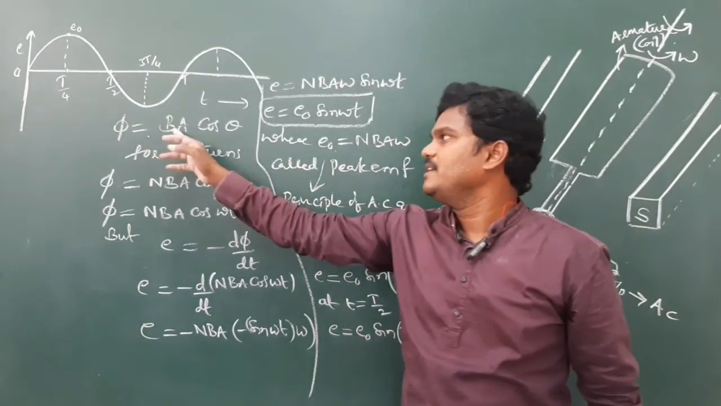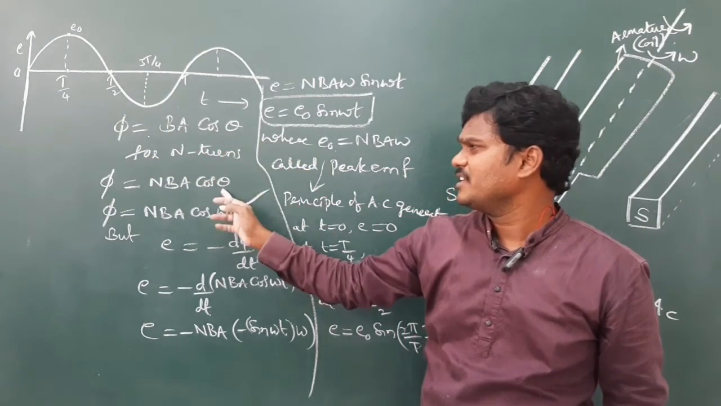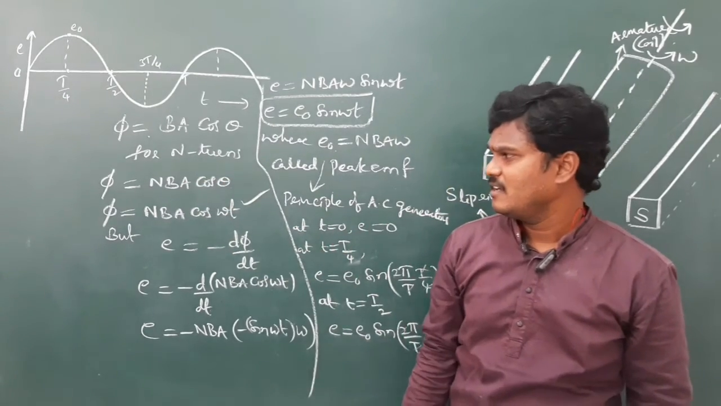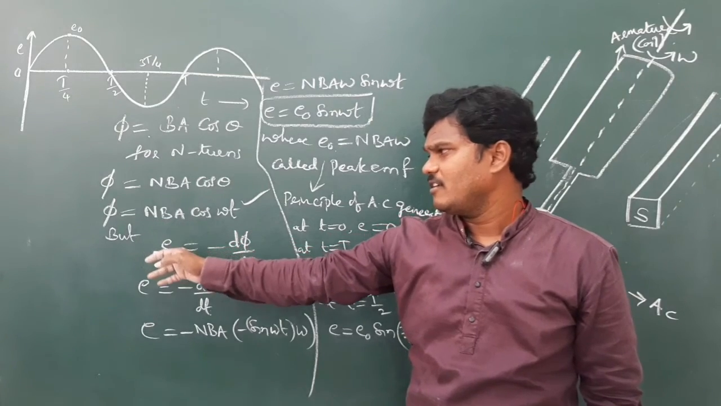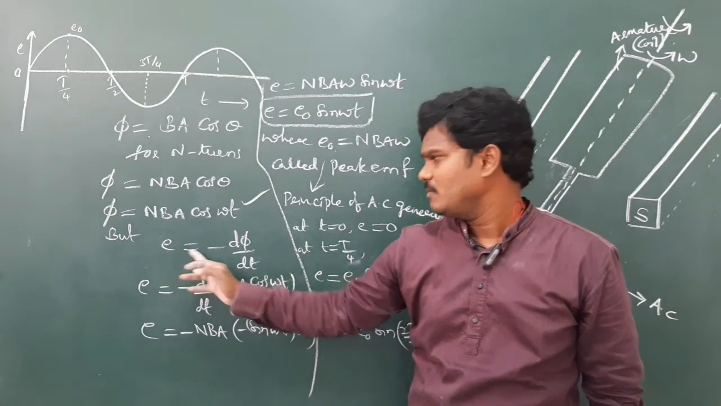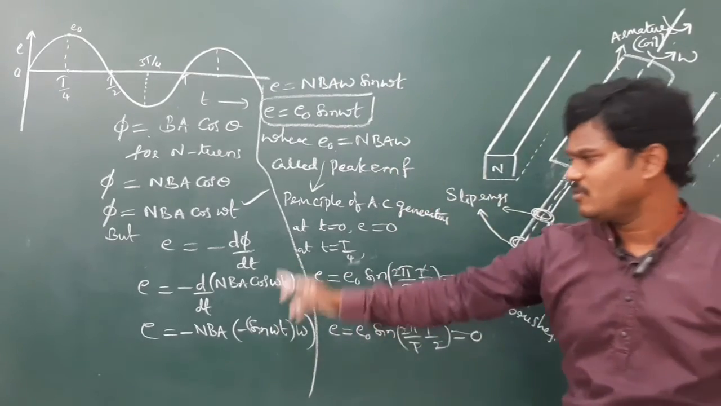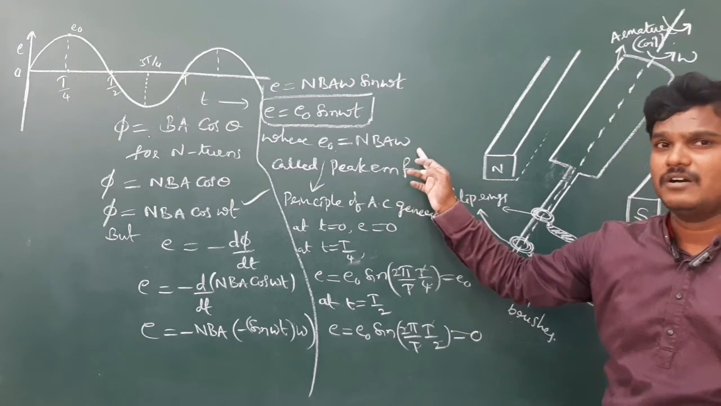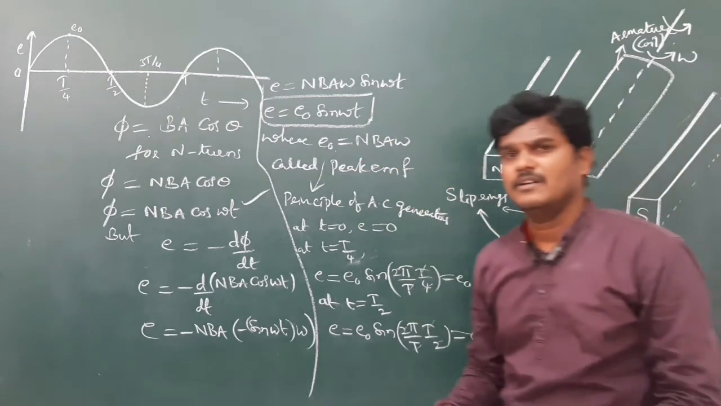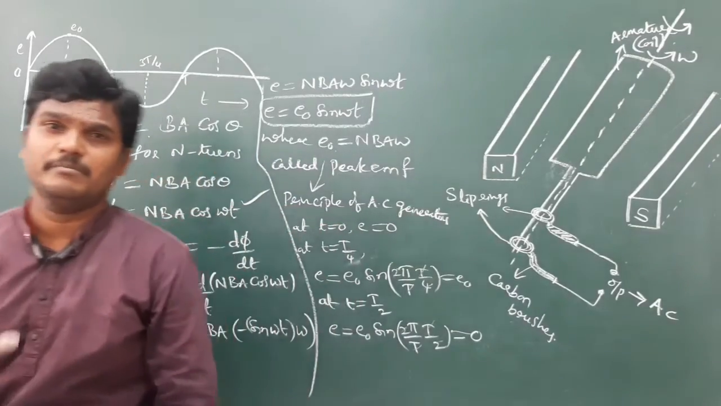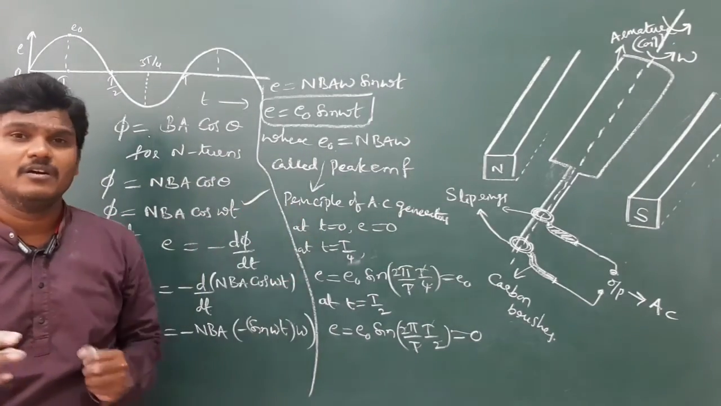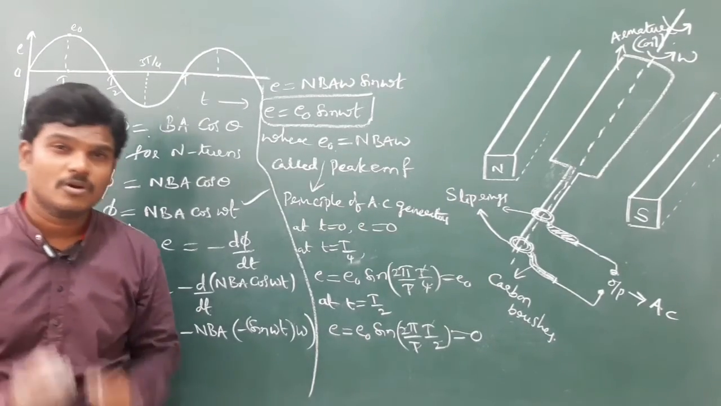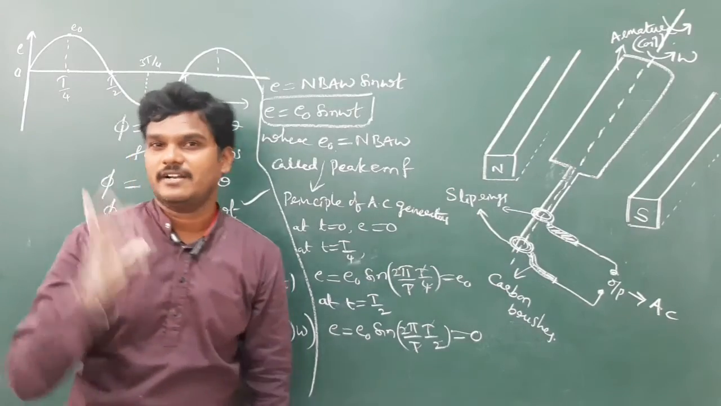So that flux I have written as BA cos theta, where theta is nothing but omega t. For N number of turns, it is NBA cos omega t. From Faraday's law of electromagnetic induction, E is equal to minus d phi by dt, so I got the EMF, and finally we got NBA omega. This NBA omega is called the peak EMF or maximum EMF, and it is also called the principle of the AC generator.